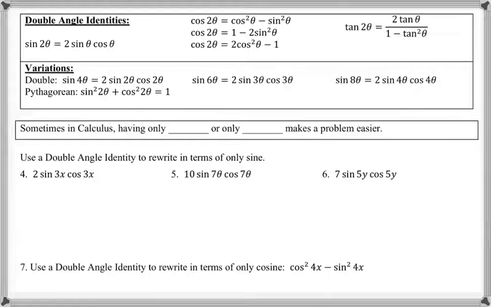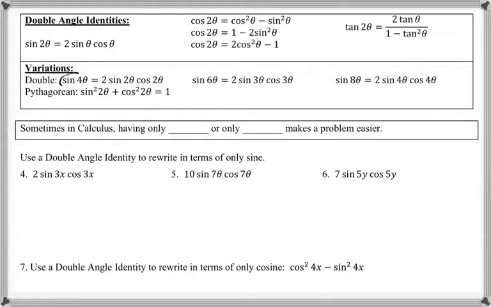The next identities that we're going to be looking at are the double angle identities. So we have 1 for sine, we have 3 for cosine, we have 1 for tangent, and then we have some variations as well. So for the 1 for sine, we have sine of 2 theta is equal to 2 sine of theta cosine of theta.